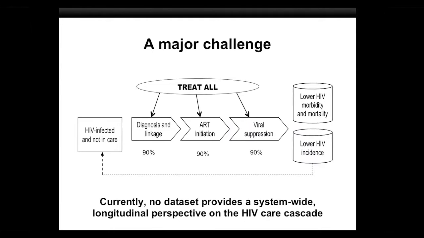And there are lots of reasons why each of those steps along this so-called treatment cascade is difficult. But I'll focus more on the data side, which is that currently there's no data set that provides a system-wide longitudinal perspective on this HIV cascade of care from the point of diagnosis and linkage to a facility, to initiation of treatment, and on to viral suppression, including following people as they move around the health system to different facilities in this highly mobile setting.